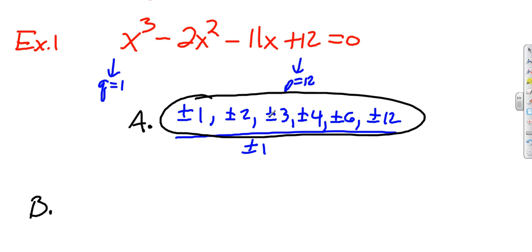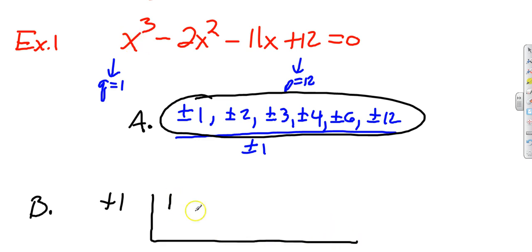What's that? You're going to do, oh, okay. Positive 1. Okay, let's go for it. Here's where you just roll the dice and see how it turns out. So we're going to do 1x to the third minus 2 minus 11 plus 12. So this is where you just do guess and check.